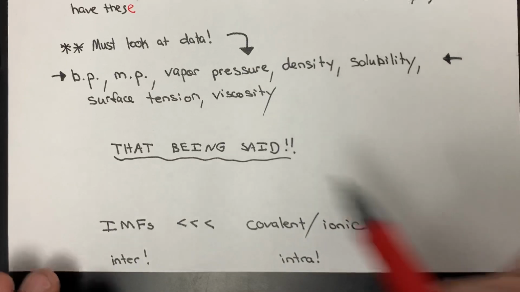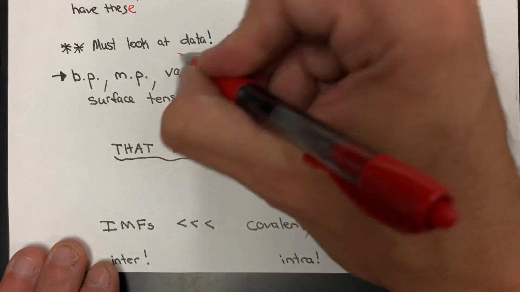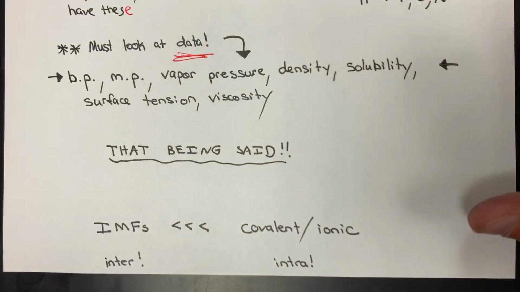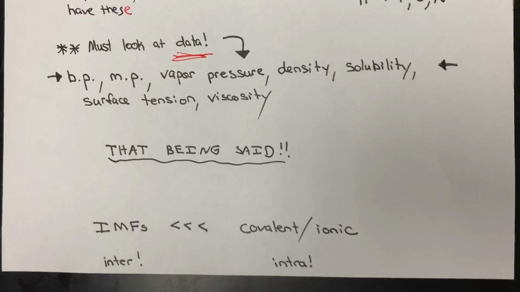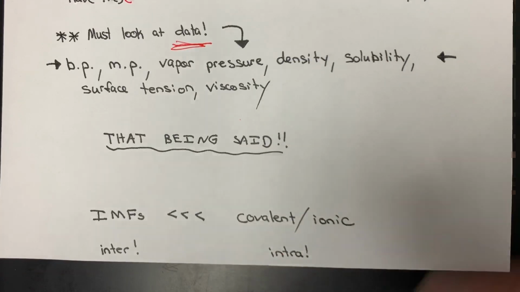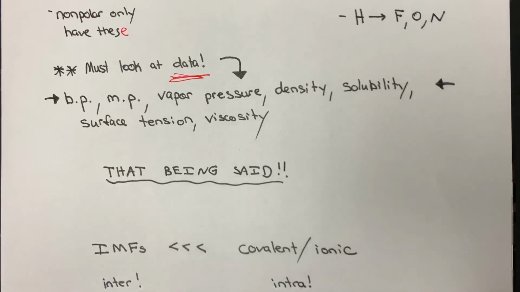Okay, but again, this rank ordered list is good, but it is predictive. Okay, you got to look at data. If ever you're given data, that's what we would use in order to discuss the relative strength of IMFs in molecules. Okay, we'd look at things like boiling point, melting point, vapor pressure, which we'll get to, density, solubility, surface tension, viscosity, the list goes on and on. Okay, so we can use these different properties, which are dictated by IMFs, to kind of go back and rank order molecules if given the appropriate data.